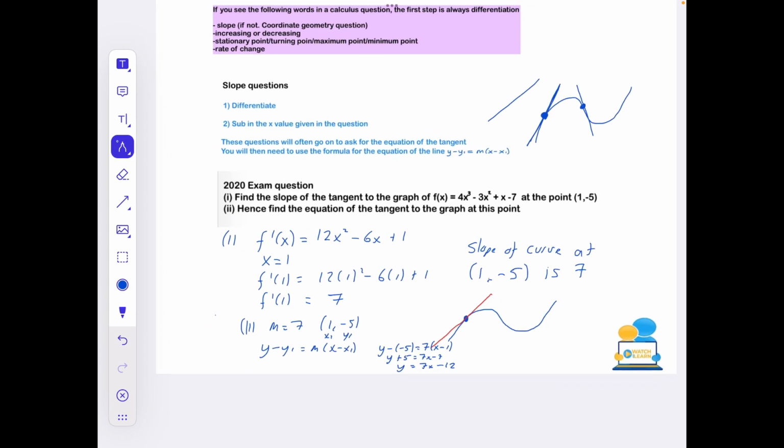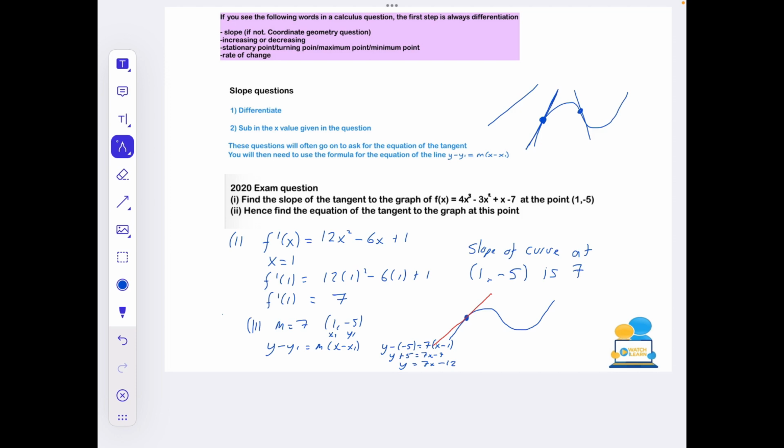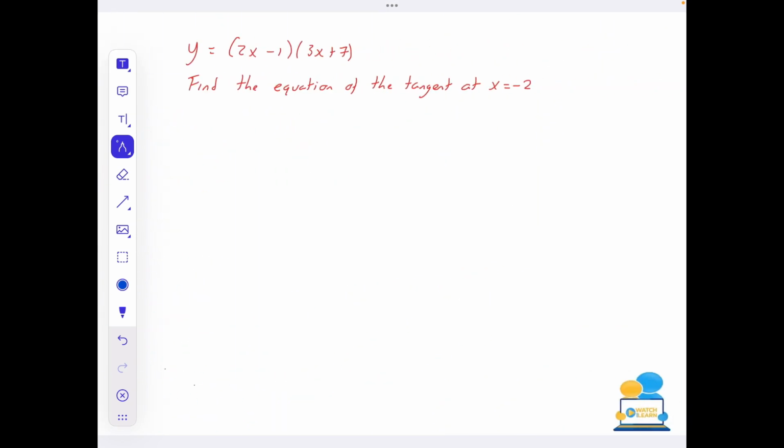So what can calculus be used for? The first thing you have found that calculus can be used for is to find the slope of a tangent. We're going to do one more question like that, and a little bit more challenging here.